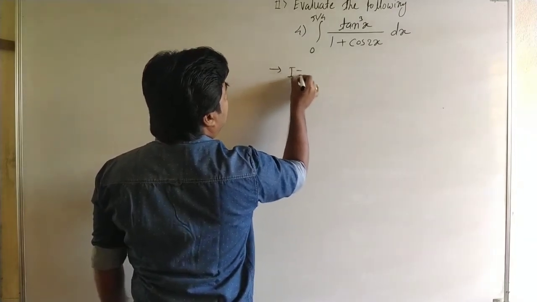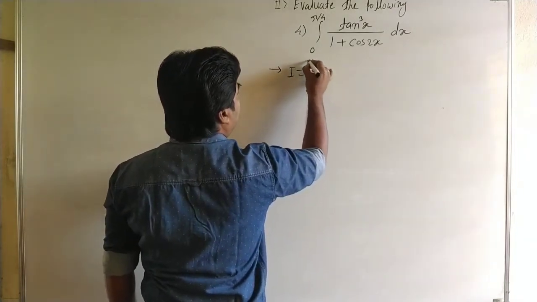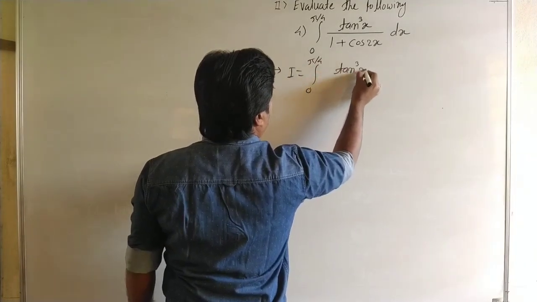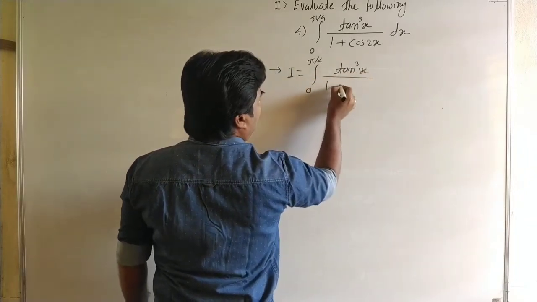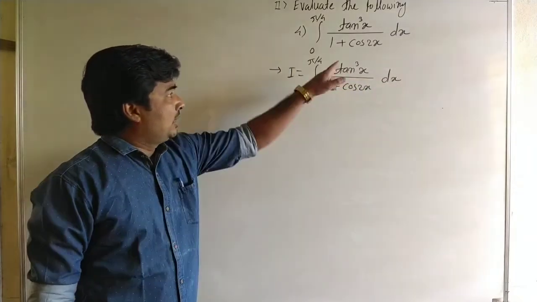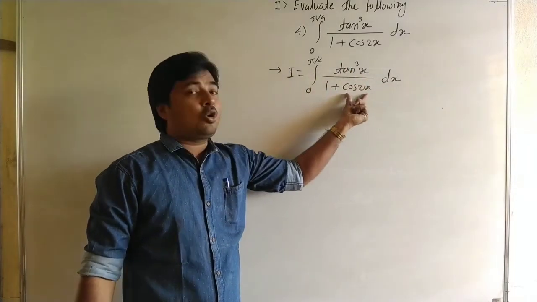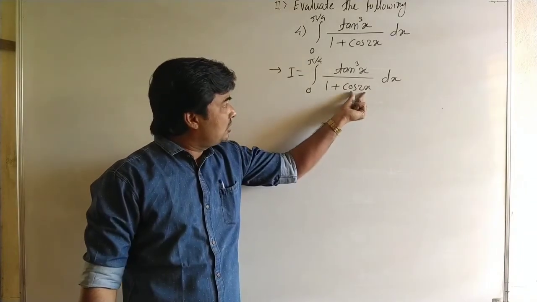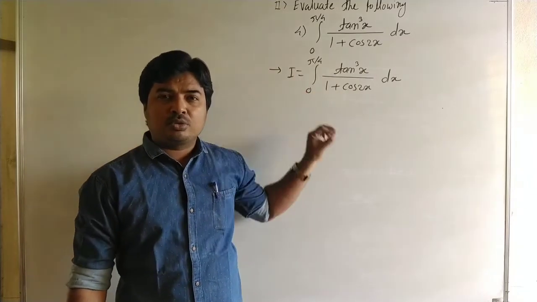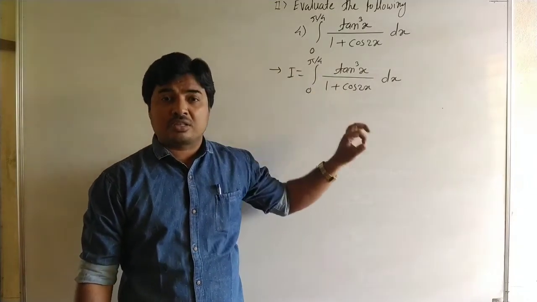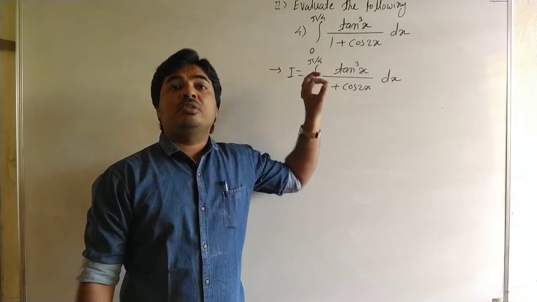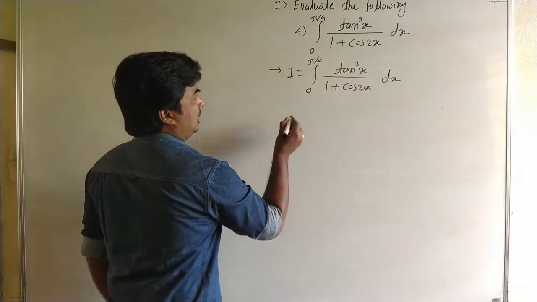Now, here the integral is equal to the integral from 0 to pi by 4 of tan cube x upon 1 plus cos 2x dx. Here it is tan cube x and here it is cos 2x. So first, for the 1 plus cos 2x, we use the formula: 1 plus cos 2x is 2 cos square x. That means the angles are the same, so it is easy to calculate.